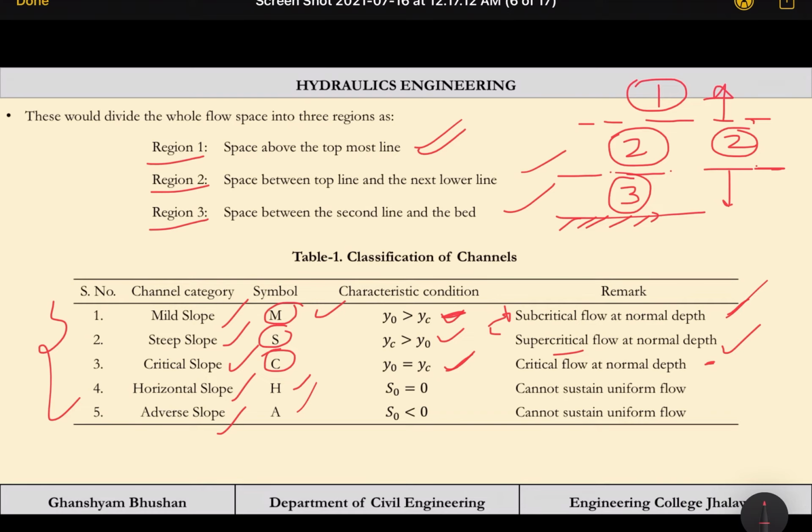Horizontal slope: when is it going to be possible? When the bed is horizontal, and this condition comes when the bed slope is equal to 0. So S0 is 0. Adverse slope means S0 will be less than 0. So it is not possible to make the flow easily. Flow will be possible, but it is a very tough task.